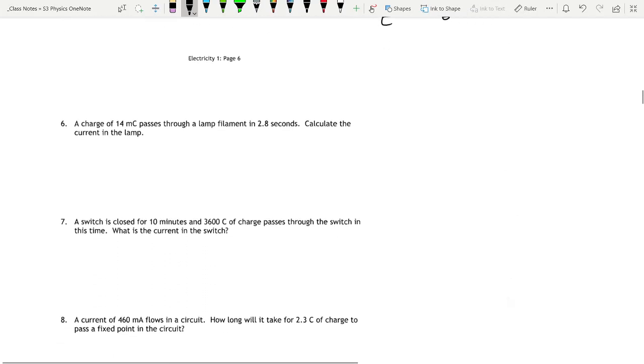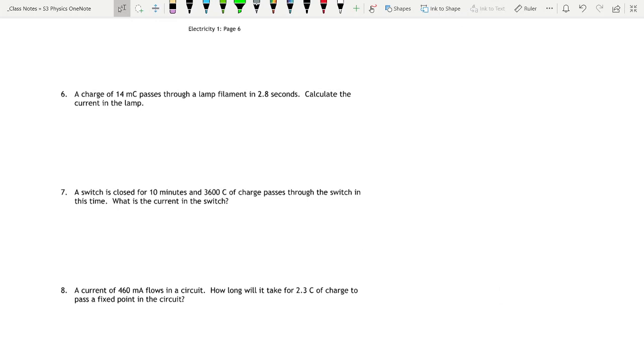Number 6, a charge of 14 millicoulombs passes through a lamp filament in 2.8 seconds. Calculate the current in the lamp. So it's charge, so 14 millicoulombs, so 14 times 10 to the minus 3, or 0.014, divided by the time, which is in seconds, so that's fine, which comes to 0.005, or 5 milliamps.